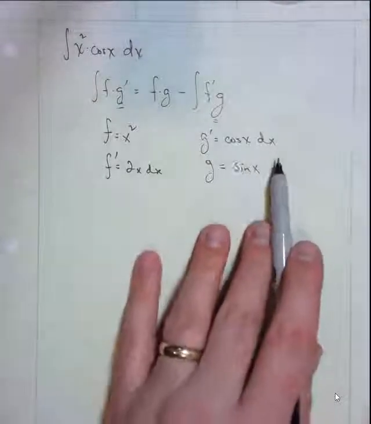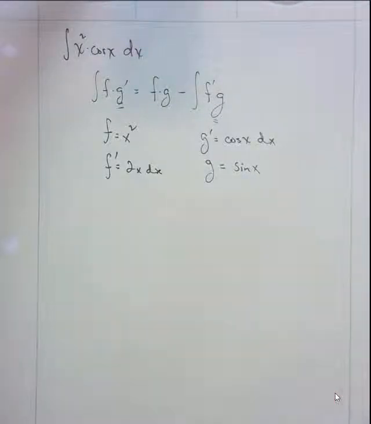This antiderivative does have a constant hiding in the background, but it's just going to get rolled into the big arbitrary constant that we put onto the end of this whole integral anyway, so we don't need to clutter things up right now.